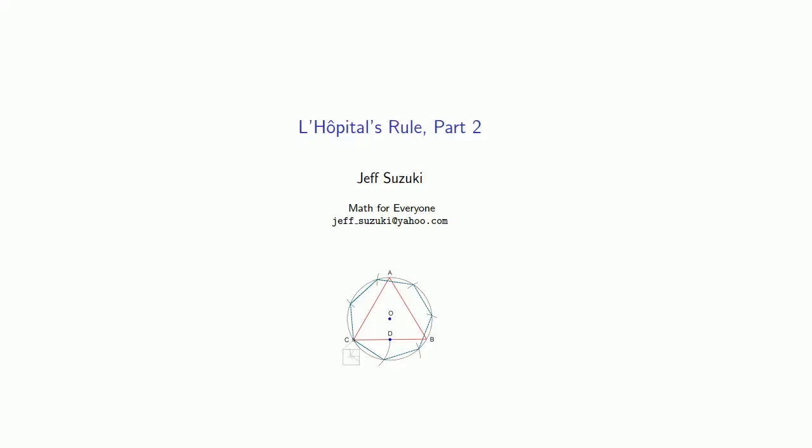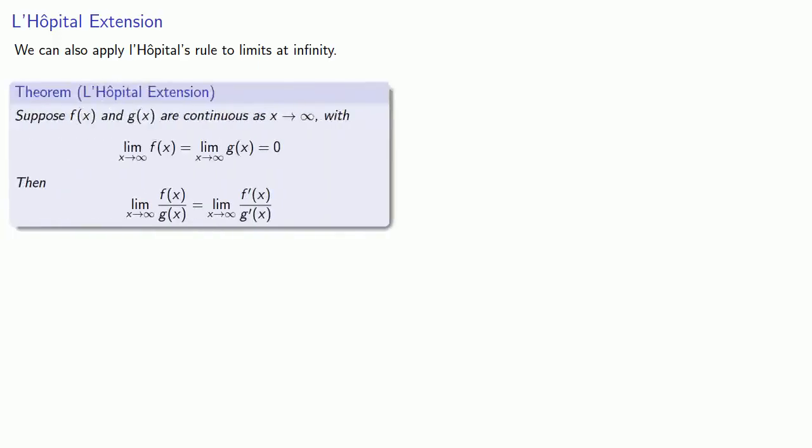We can extend L'Hopital's rule in a number of ways, and we'll take a look at some of those extensions. One way is we can also apply L'Hopital's rule to limits at infinity. This time, I have f of x and g of x continuous as x goes to infinity with the limits of both equal to 0. Then the limit of the quotient is the limit of the quotient of the derivatives.